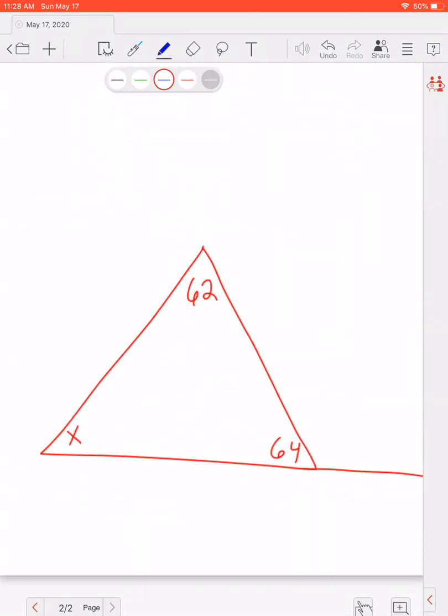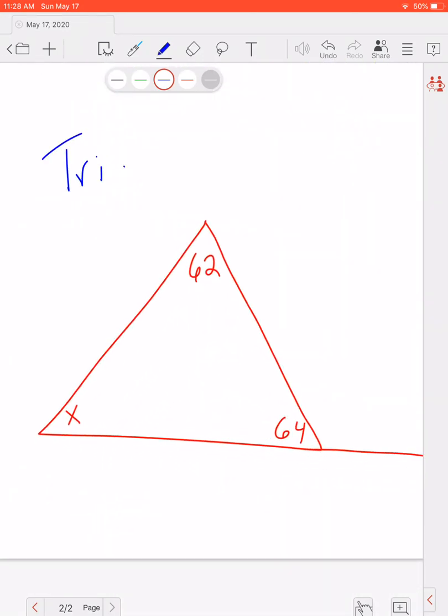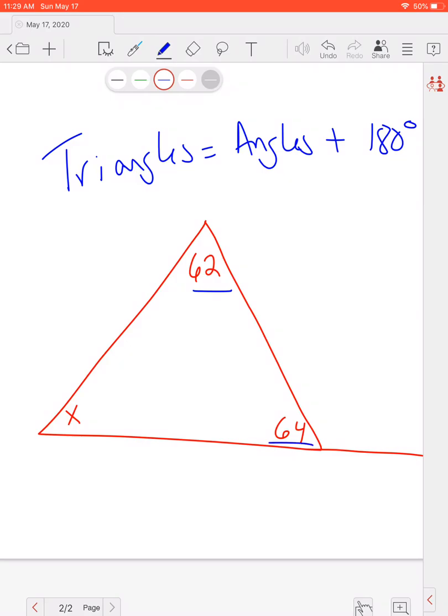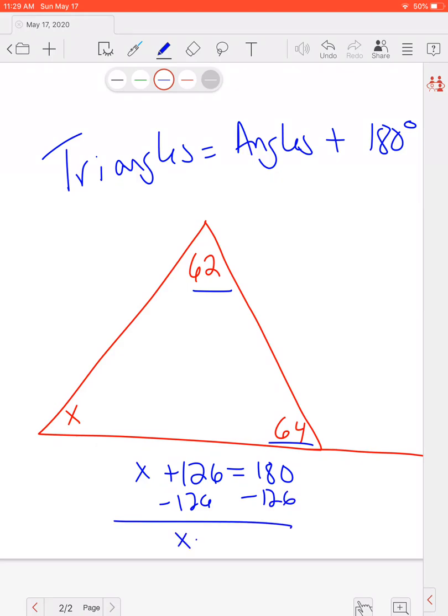Okay, next is triangles. What do we remember about triangles? So if we look, all of their angles must add up to 180 degrees. Okay, so if we look at this, we know that this angle is 62 and this angle is 64. And if I do 62 plus 64, that gives me 126. Plus x has to equal 180. And I can solve that like an equation, which is good practice for algebra and math 8. So we're going to have 180 minus 126, which conveniently is 54.